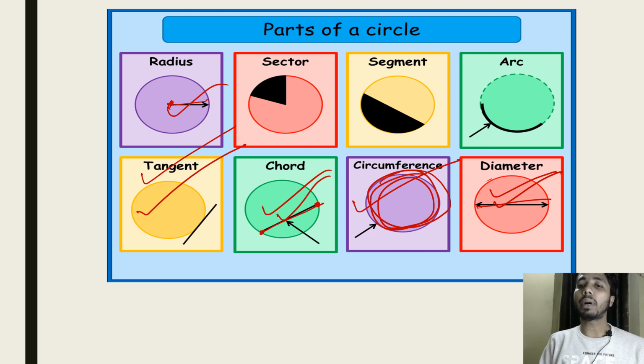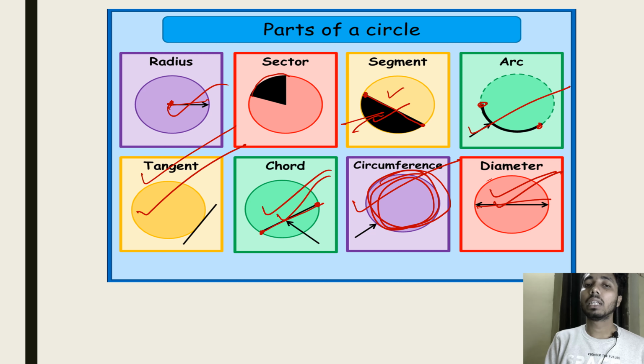And arc. A part of the circumference is known as an arc. Segment is basically the area enclosed between an arc and a chord passing through the endpoints of the arc. Sector is basically the area enclosed between an arc and two radii passing through the endpoints of the arc.